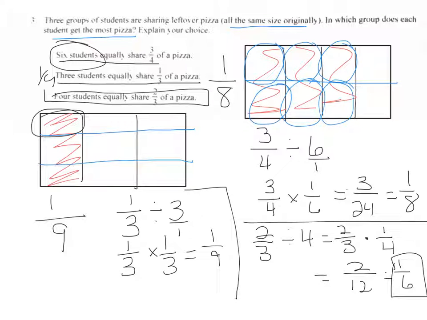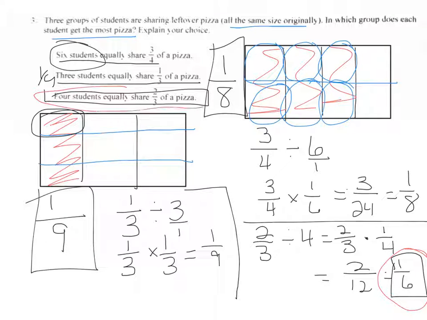Now I have to look at which one of these represents the greatest slice. Well, 1/6 is greater because there's only 6 slices and they get 1 of the 6. Whereas if you're looking at 1/9, there are 9 slices, you only get 1. And on this one, there are 8 slices and you only get 1. So that means these slices are smaller because it's cut up into smaller pieces, whereas 1/6 is actually greater. So your final answer should be this last one down here.